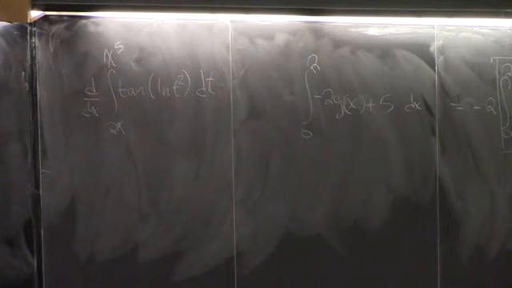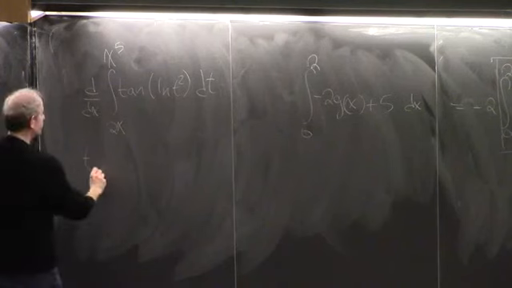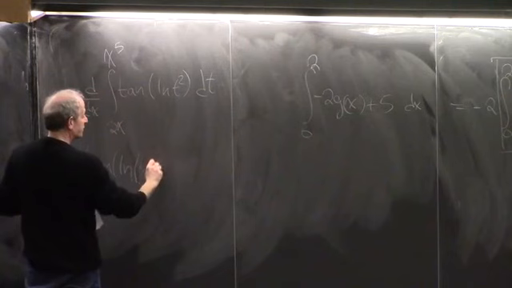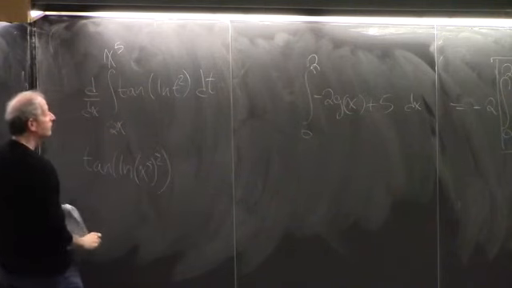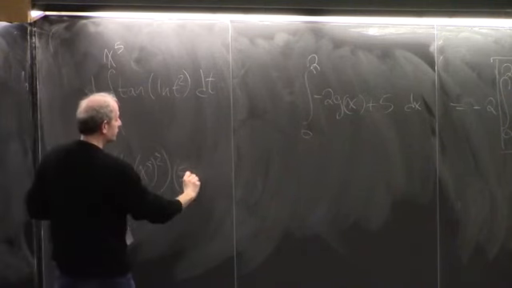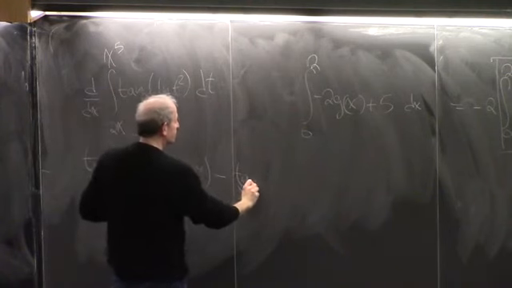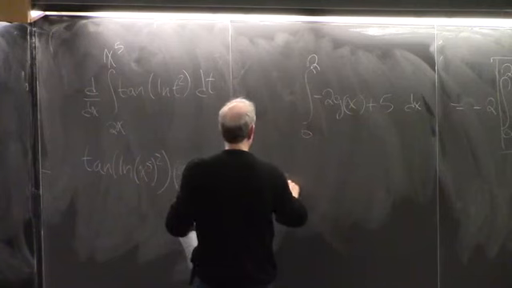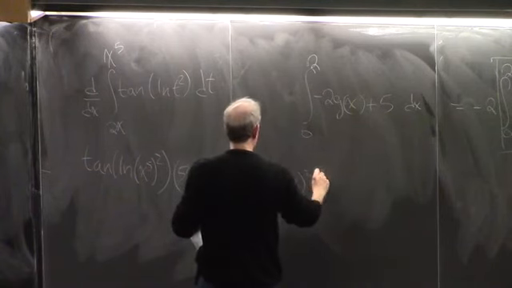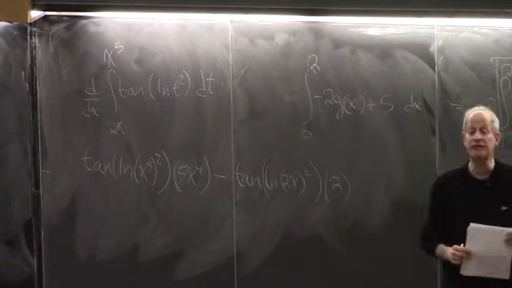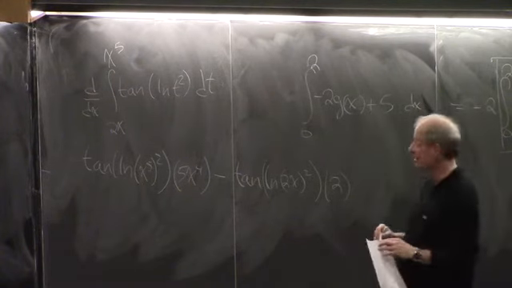Okay, so how do you do the derivative of an integral? Okay, first you'll plug the top function in, so you'll get tangent of the log of x to the 5th squared times 5x to the 4th. Don't forget that part. Minus tangent log 2x squared times 2. Okay? And you could have left it like that. You don't really have to simplify.